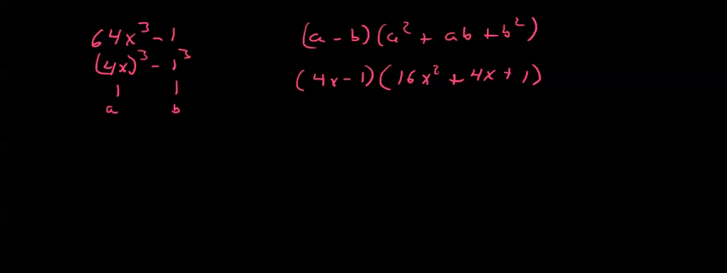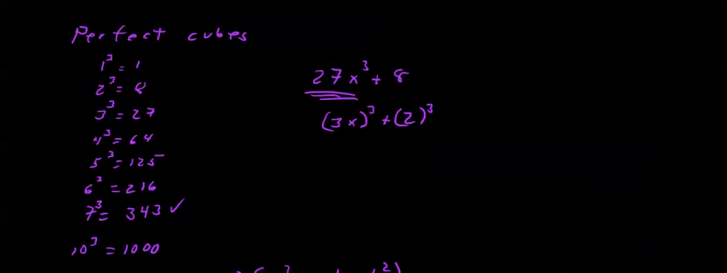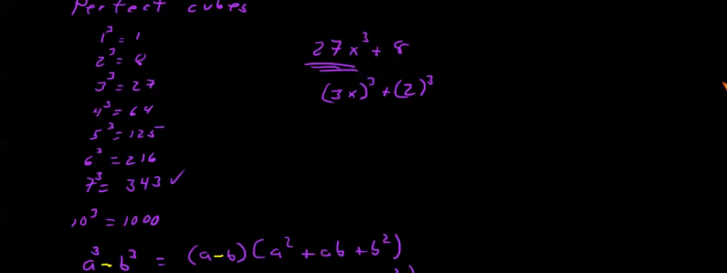All right, pay attention. When it's minus, this is always minus, and the rest of these are always plus. One place people get in trouble with on this is their signs. All right, let's look at one more example. 125x cubed minus 64. This is 5x raised to the third power minus 4 to the third power.